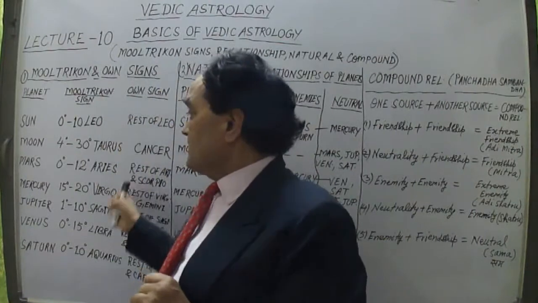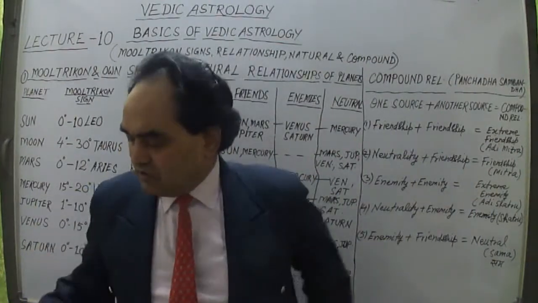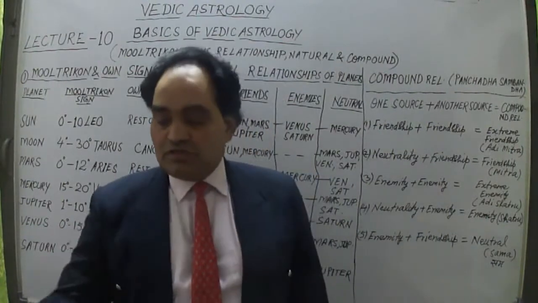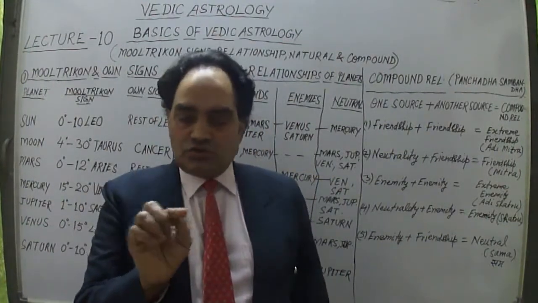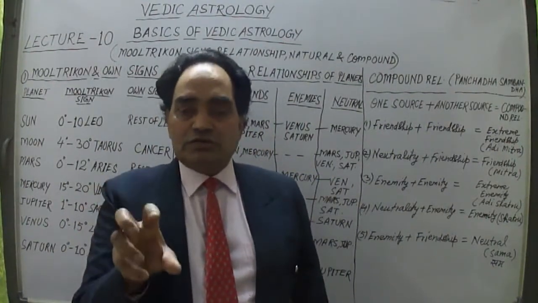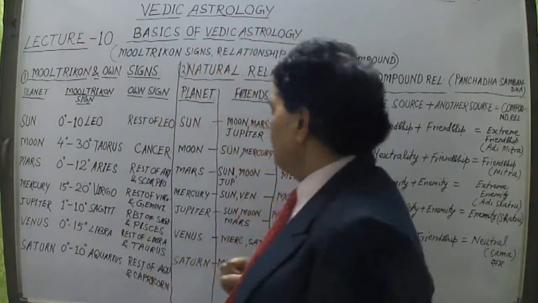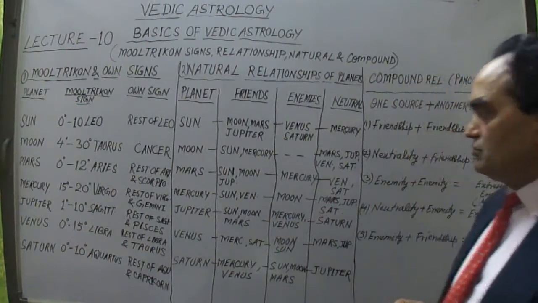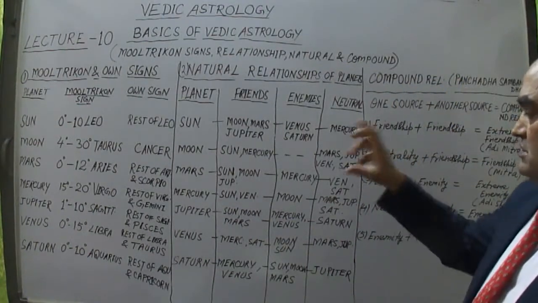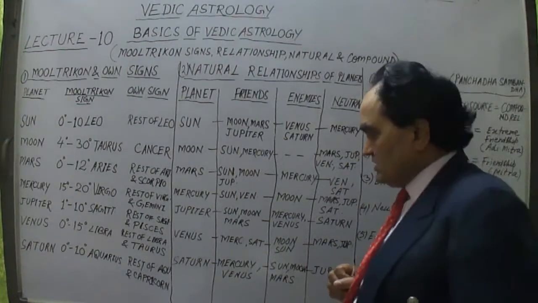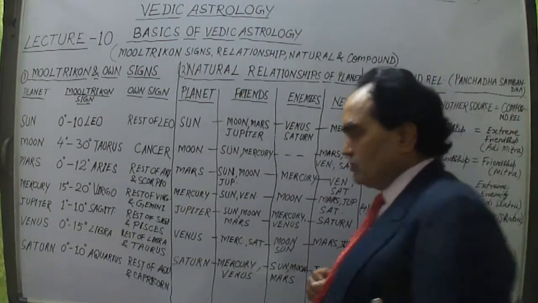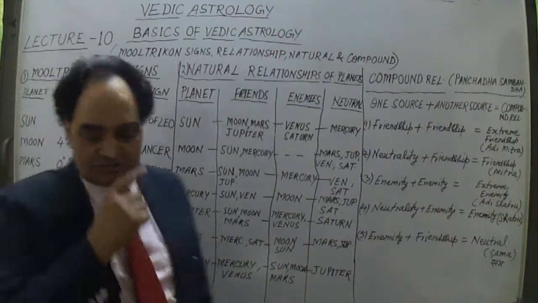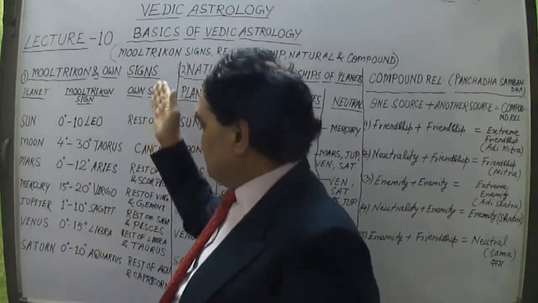The first is the Mooltrikon sign, and I will talk about the importance of each and everything. If you want to remember these things, please note them down. Let me stand aside so that you can screen or note down the whole board, because I have taken these 3 types of relationship. I'll take every part of this.